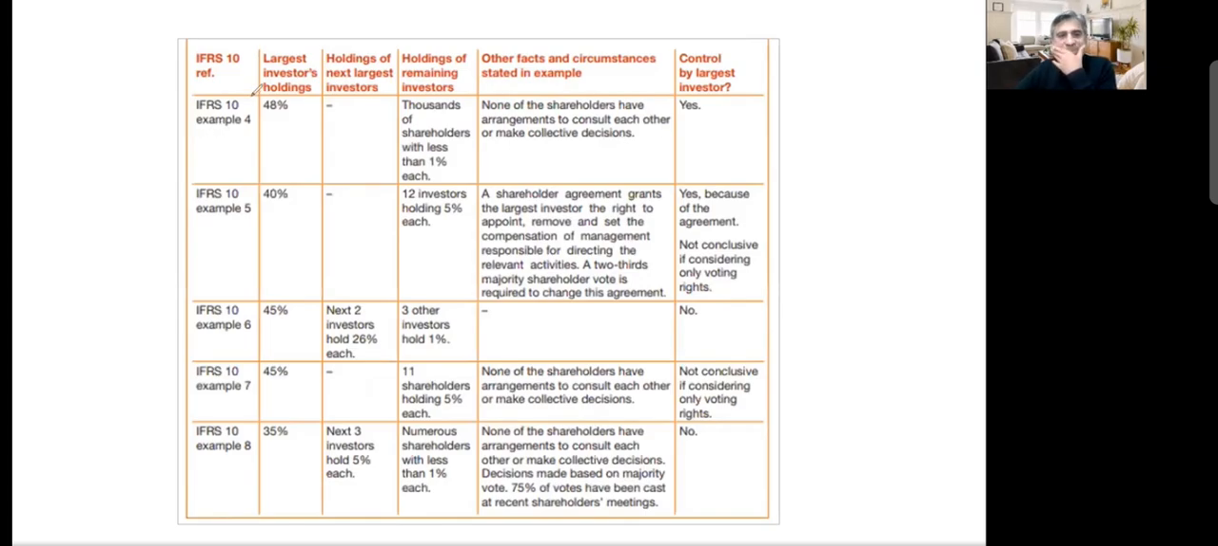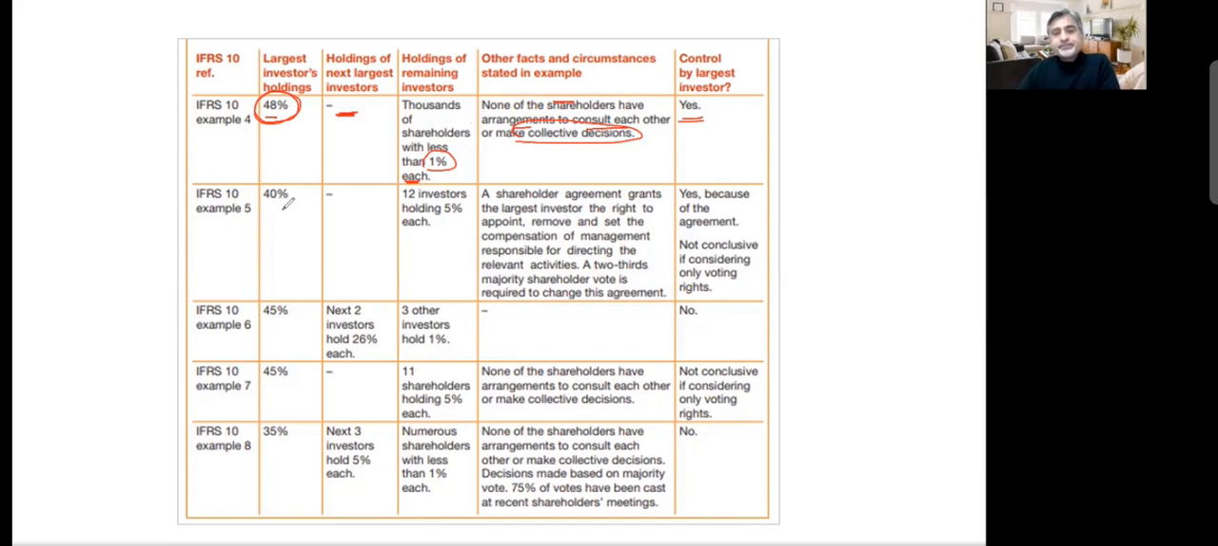For example, the largest investor holds only 48%. So clearly they're not more than 50%, so the 50% rule will fail here. According to the 50% rule, they don't have control. But then we look at the holding of the remaining investors. There are no other large investors. The rest of the 52% is distributed as 1% each between many other people, maybe 52 other people. And none of these shareholders have arrangements to consult each other to make collective decisions, which means these 52 shareholders who hold 1% will never get together and join hands to beat you down. You are in control here. Although you've got only 48%, the other side have very little, like 1%, and they cannot join hands together against you. So you are in control of the entity.